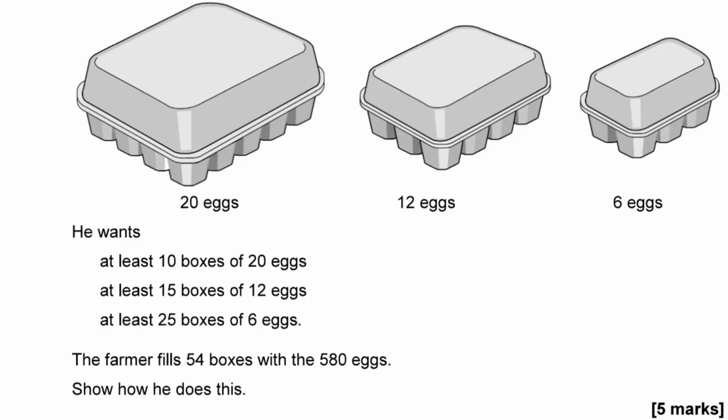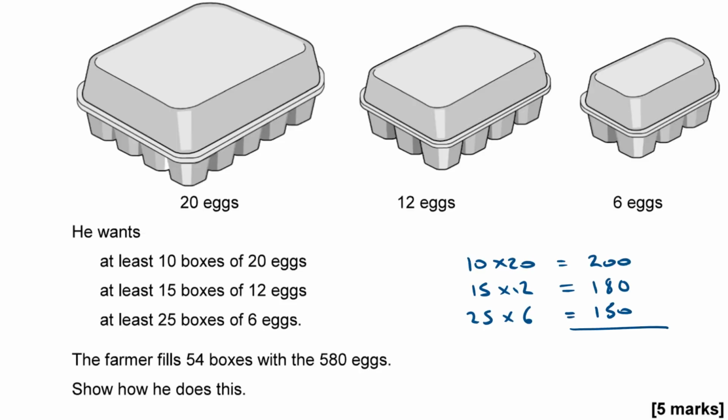So if he has at least 10 boxes of 20 eggs, then that is going to be 10 times 20, which is 200 of his eggs straight there, isn't it? Okay, then if he's got 15 boxes of 12 eggs, then 15 times 12, 10 12s is 120, 5 12s is 60, so that's going to give me 180 altogether. And then we've got 25 lots of 6. I know 4 25s are 100, so 6 25s must be 150.